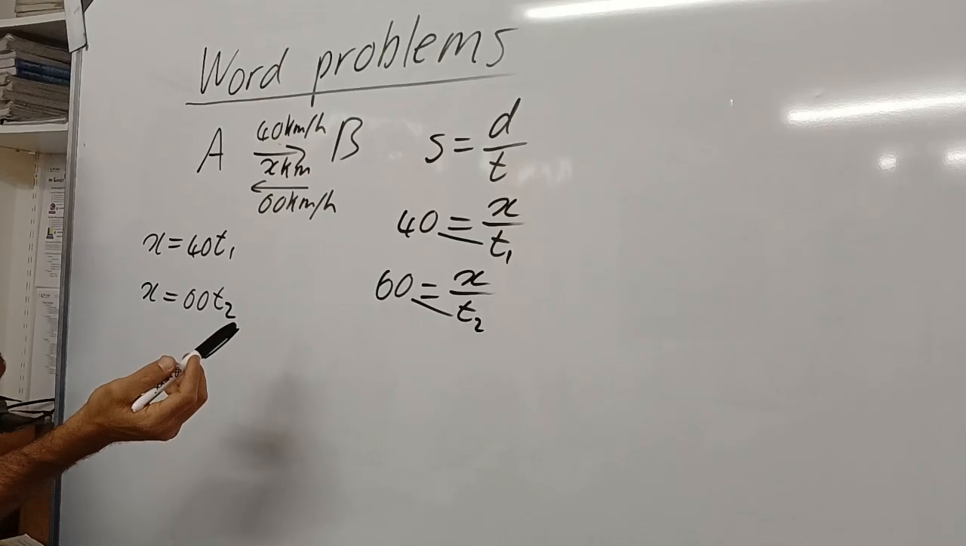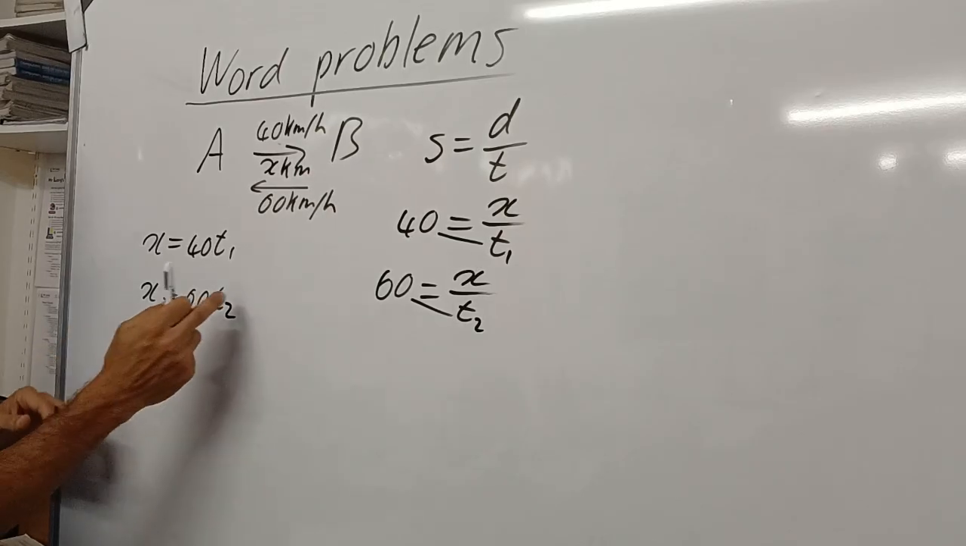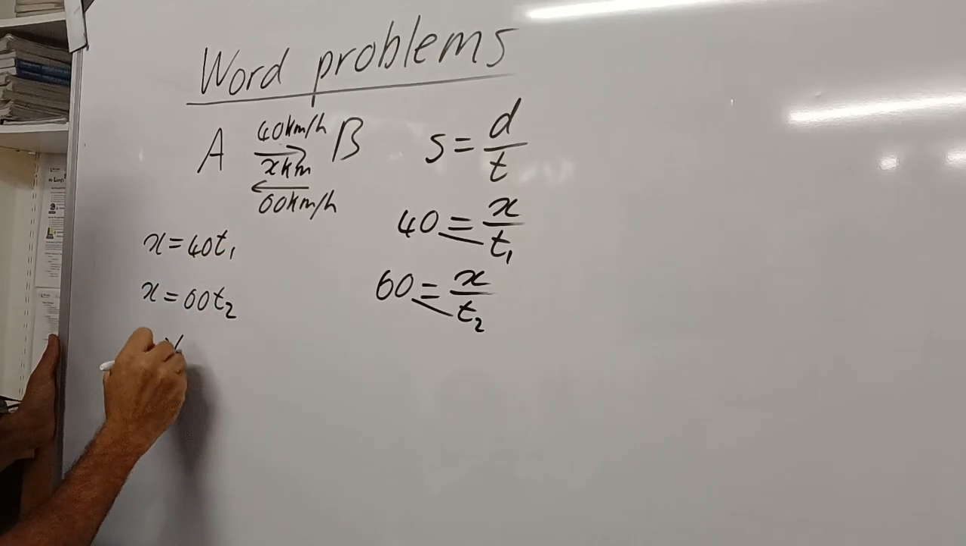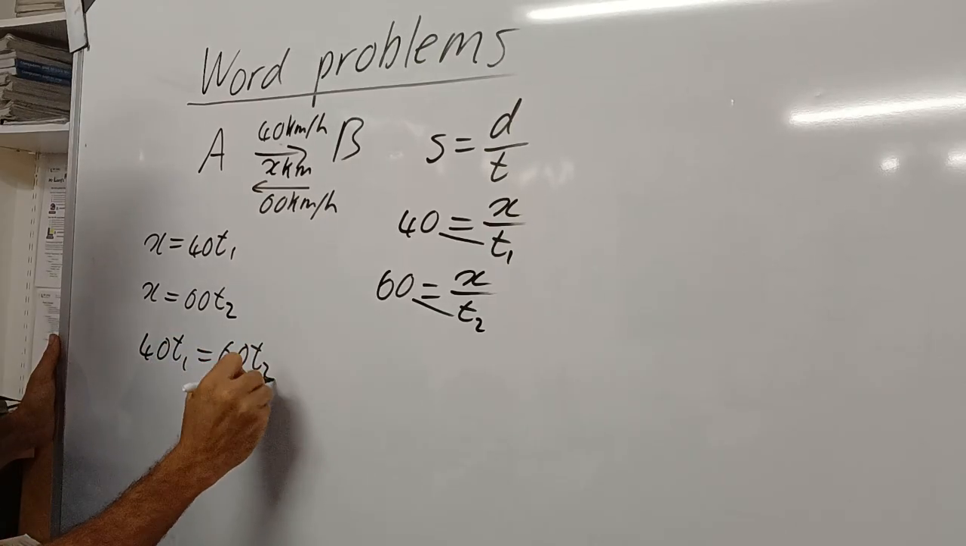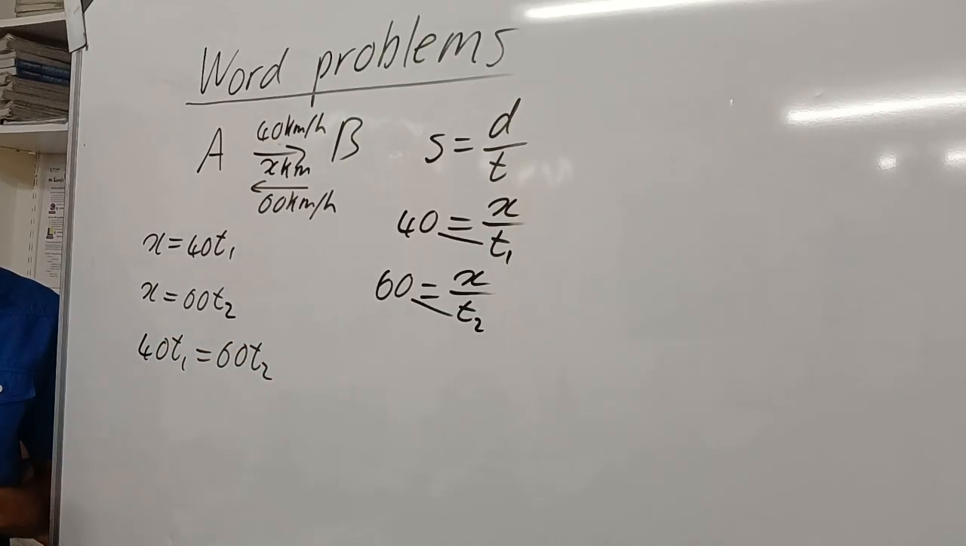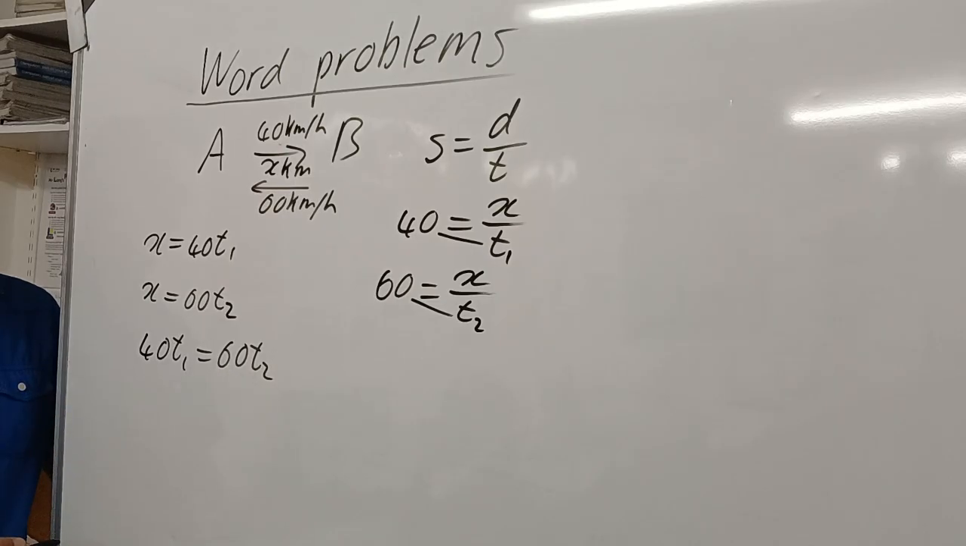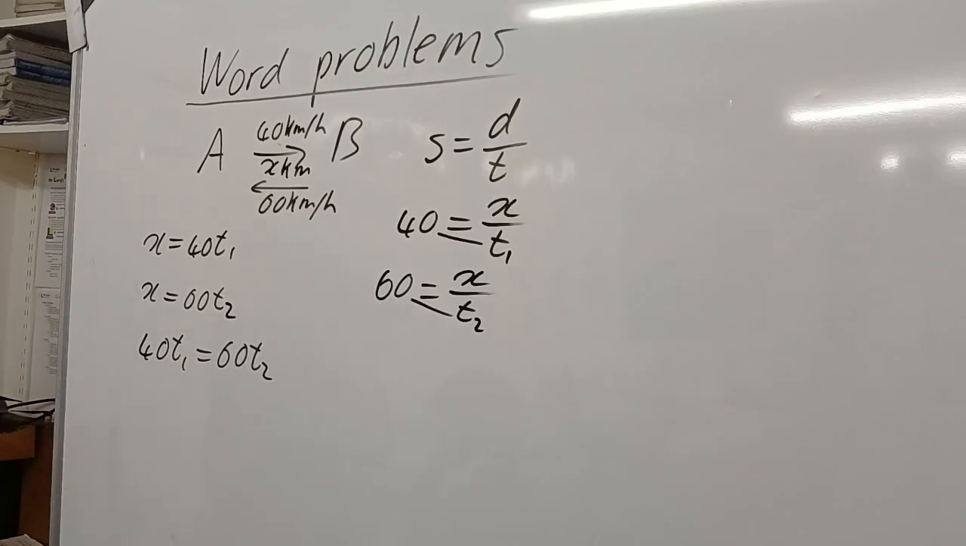What else do we know? Well, now we can put these two equal to each other: 40 T1 must be equal to 60 T2. But that's not enough. We need two equations. Remember, to solve for variables, you need two equations. So we have T1 and T2, and they are obviously different. How can we find another equation that we can solve simultaneously? Because at this stage we can't solve it. What else can we say, if they didn't say what the total time is?